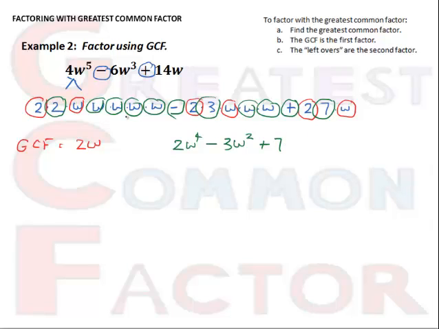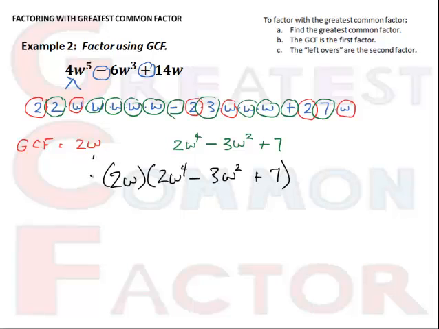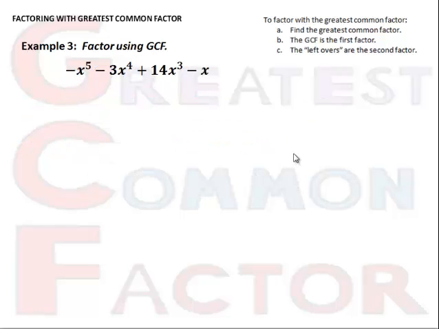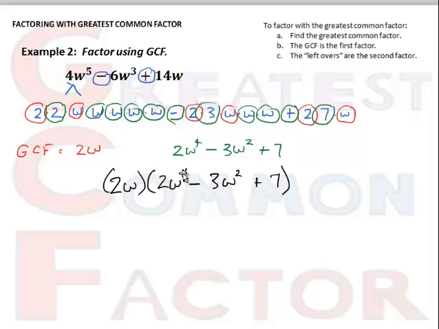If you'll notice, everything's got a circle around it up here now. So my final factored answer is the GCF is 2w, and then the leftovers are 2w to the fourth minus 3w squared plus 7. And that is my factored form.